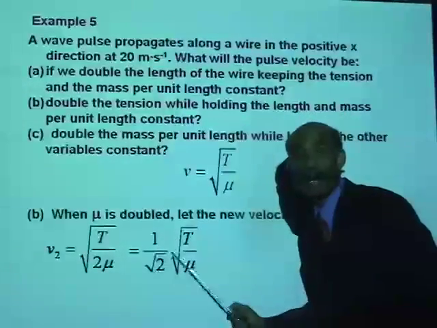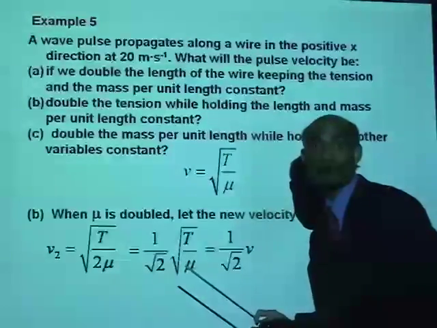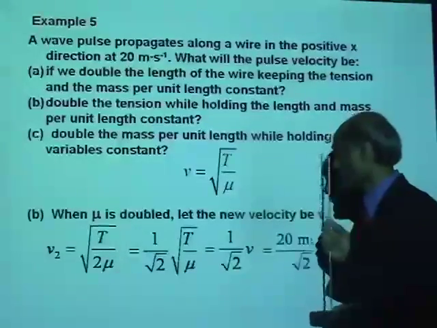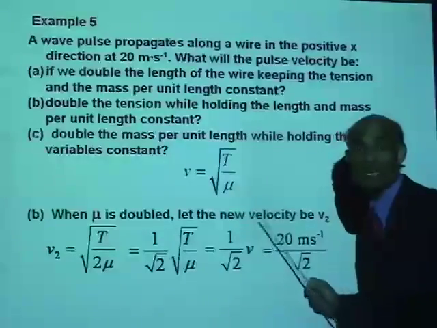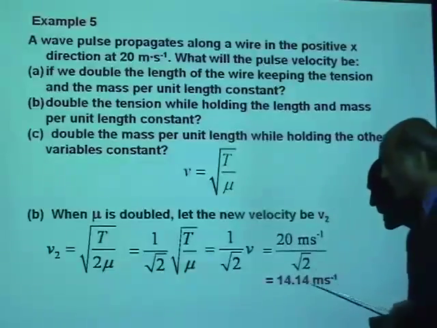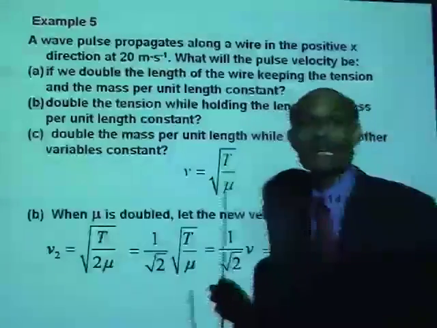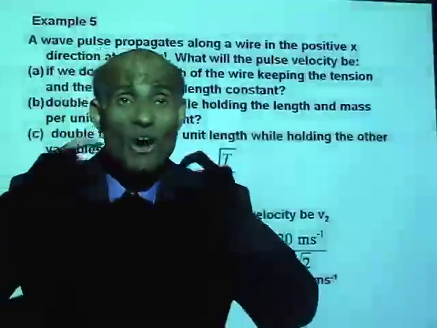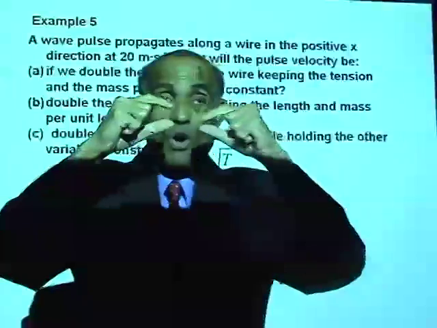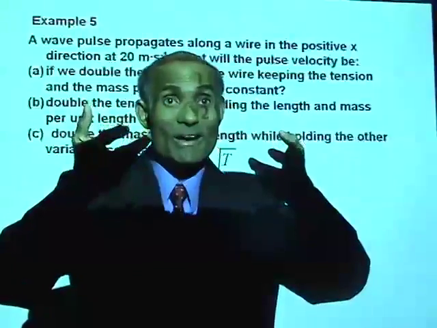So how can you write this one now? This is V multiplied by 1 over square root of 2. 1 over square root 2 multiplied by V. And that V of course belongs to the numerator. That will be 20 meters per second divided by square root 2, that is 14.14 meters per second. That means when you increase the thickness of the string, the speed of waves on that wire decreases. So on a thin wire, the speed will be greater than on a thick wire.